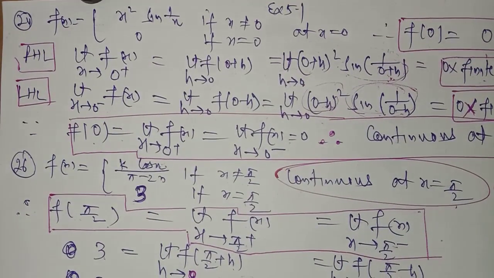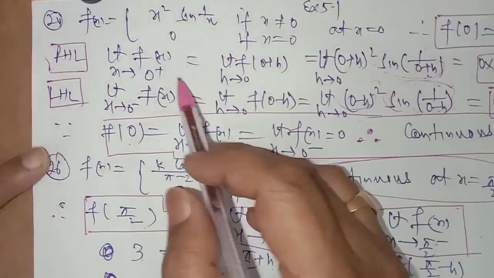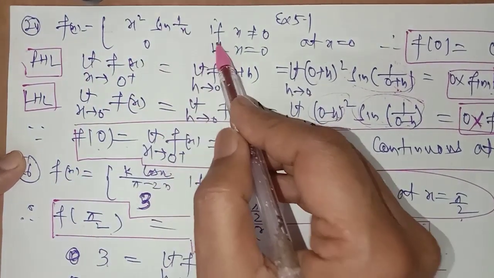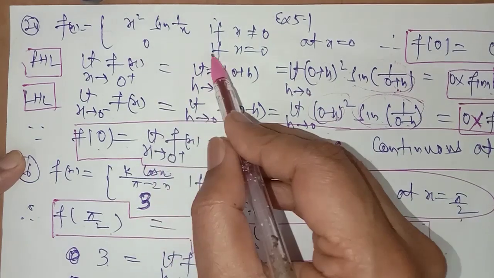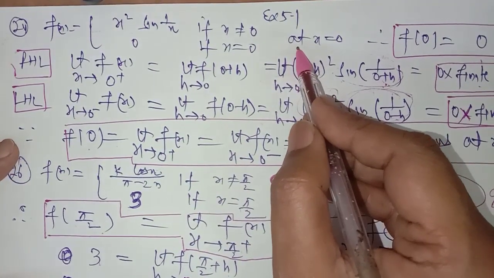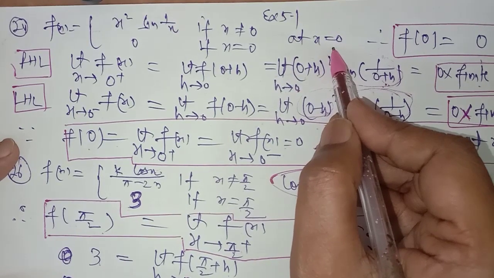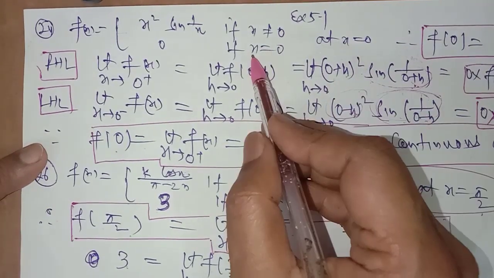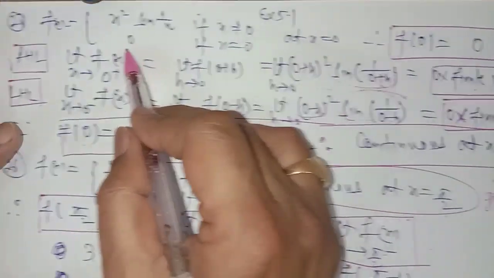you have to find whether the function is continuous or not at x equal to 0. This is question number 24. It is given that f(x) is equal to x square sine 1 upon x if x is not equal to 0, and equal to 0 if x is equal to 0. You have to check the continuity at x equal to 0. So f(0) is equal to 0, it is given.